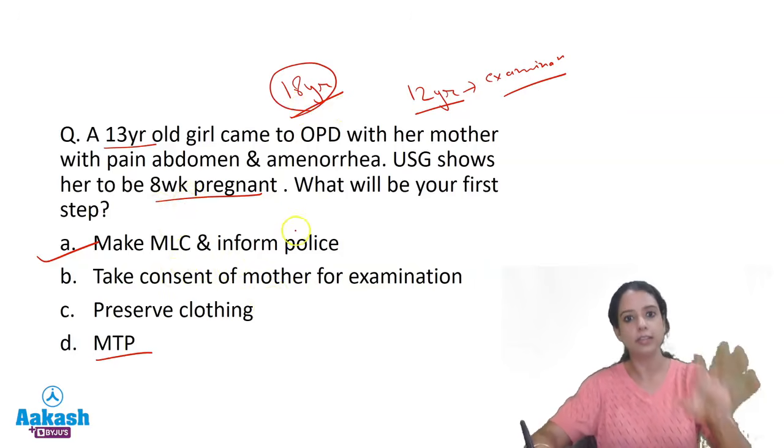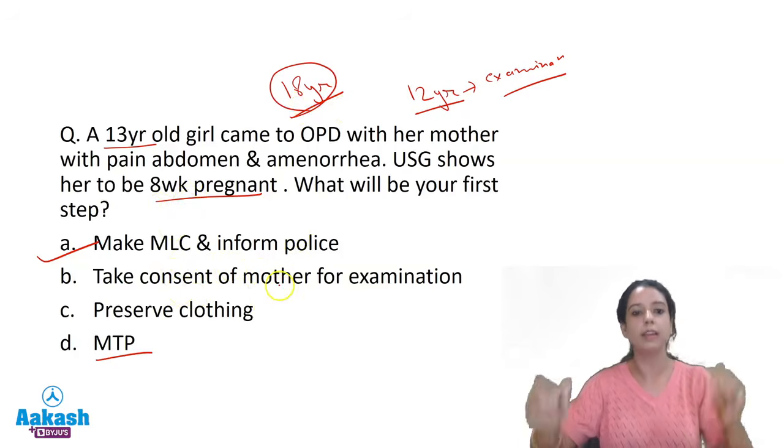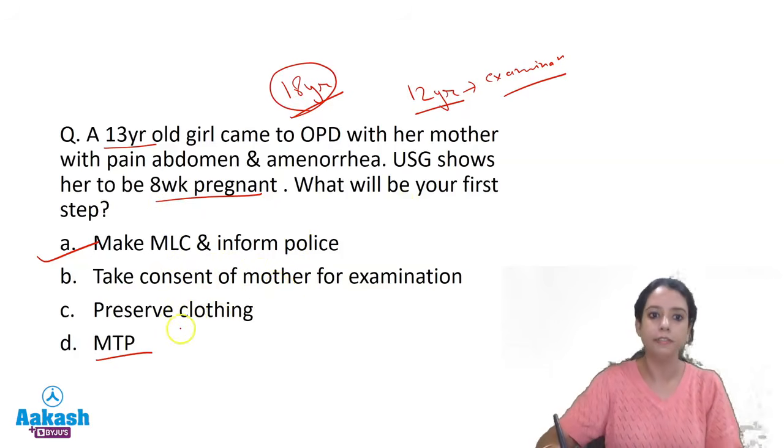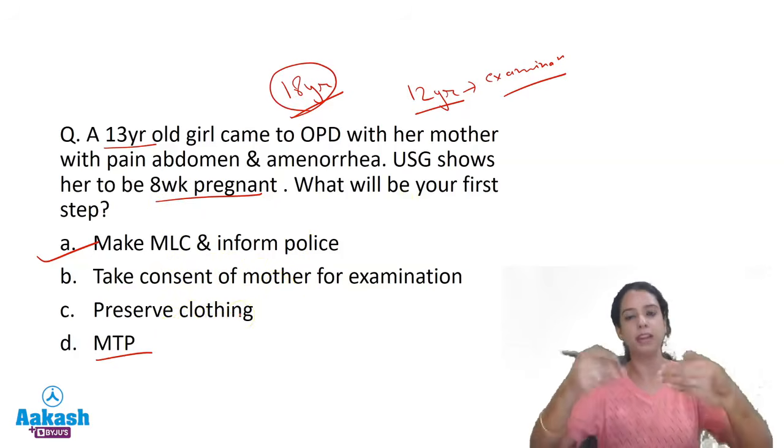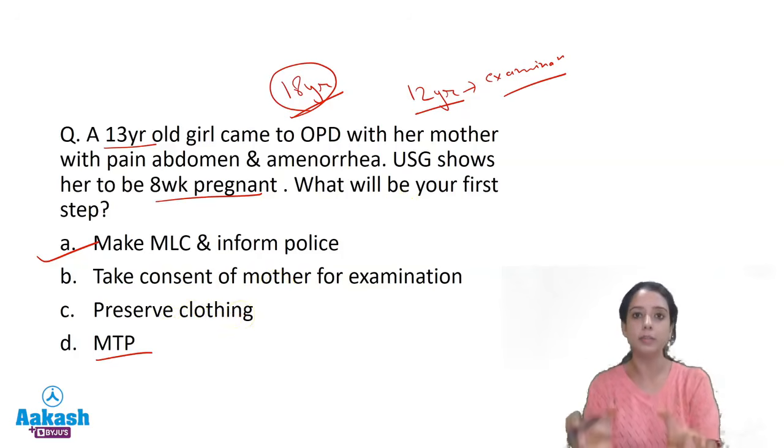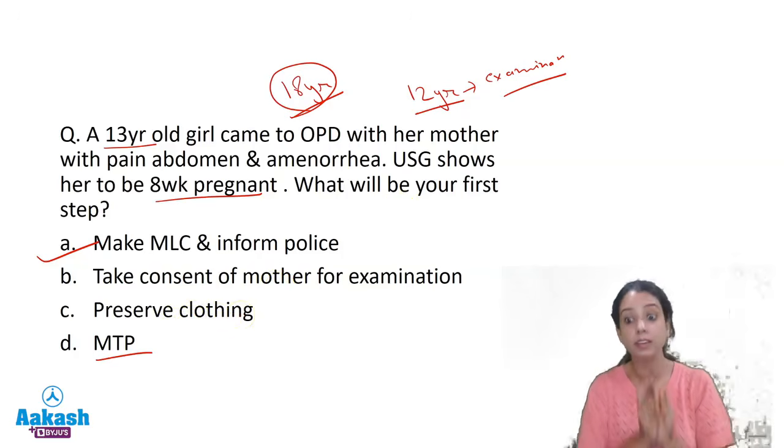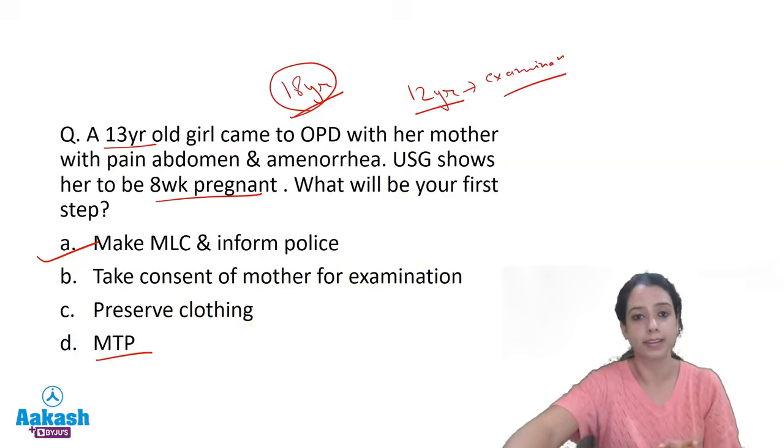A 13-year-old girl, it is a case of rape. You will first inform the police. If they agree for examination, the first thing is to preserve clothing. Whenever you start the examination of a rape kit, first of all you preserve the clothing, if she is wearing the same clothes which she was wearing at that time.